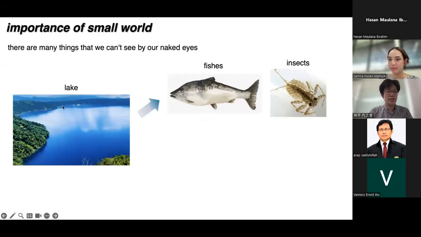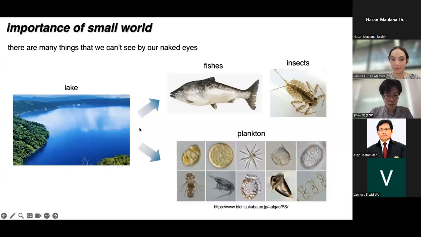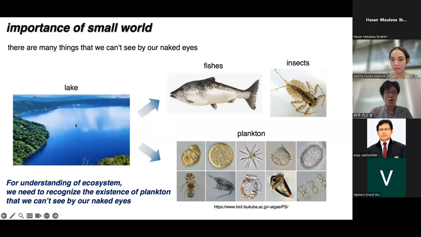Let's suppose that we go to a lake. You can see many fishes and small insects. There are trees and maybe even many birds. However, there are other important living things. As you may know, this is plankton. These plankton make oxygen, and fishes and insects eat plankton. It is quite difficult to see plankton with our naked eyes. However, they are indeed there. So for understanding the ecosystem, we need to recognize the existence of these plankton that we can't see with our naked eyes.